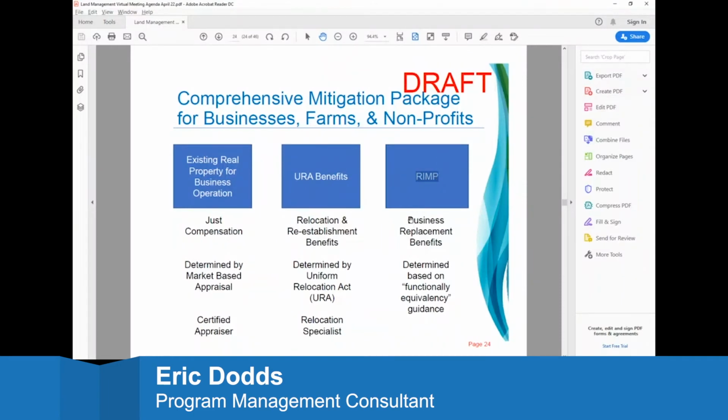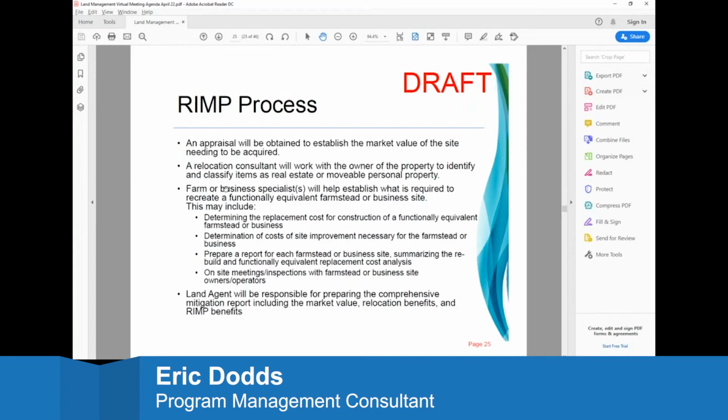This is really about helping establish that business, based on the determination of something that's functionally equivalent to the current business operation. What I mean by functionally equivalent is, for example, many of these farmsteads have been built and added on to over 40, 50 years or maybe more, and they have a variety of grain bins that were added on over time.